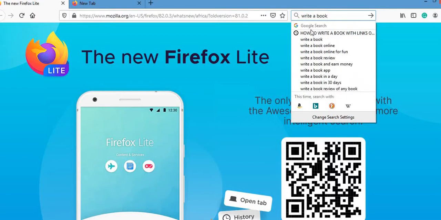Now you can see these are the ideas that people are searching for. I just wrote the keyword, write a book. The first one says how to write a book with links, write a book online, write a book for fun, write a book review, write a book and earn money, write a book app. So this has given you the ideas of people's problems, because these are auto suggestions. Google is giving you these as search results, which means these are things that other people have been searching for, in order of highest search.